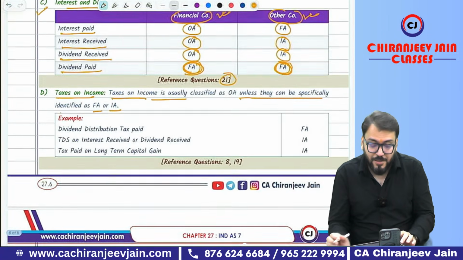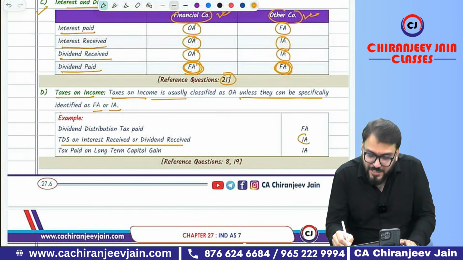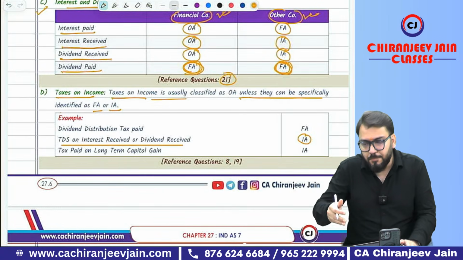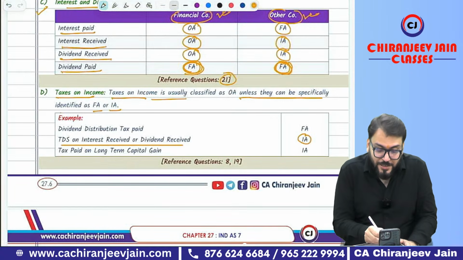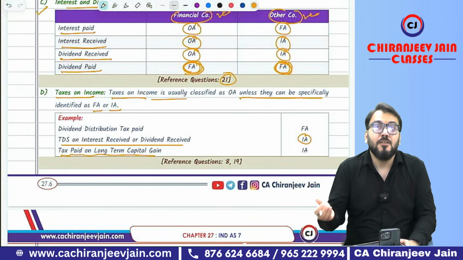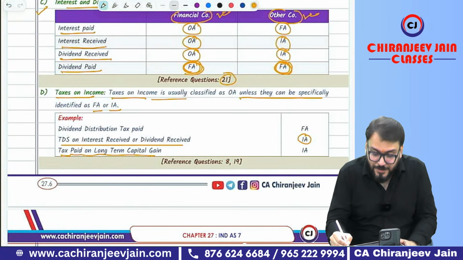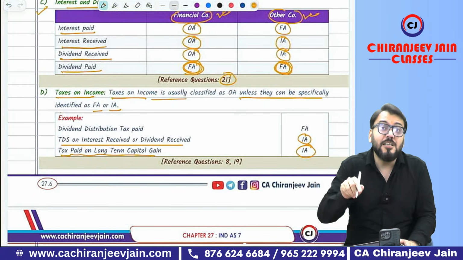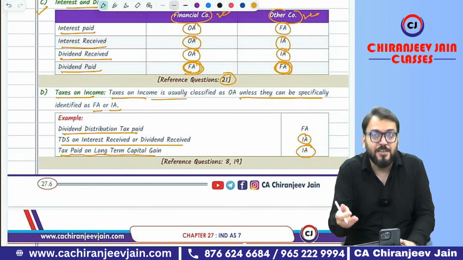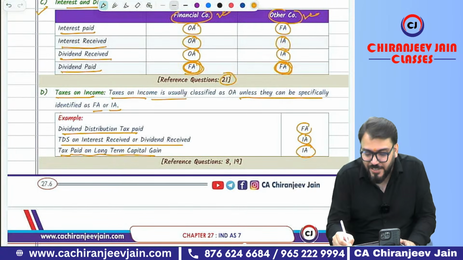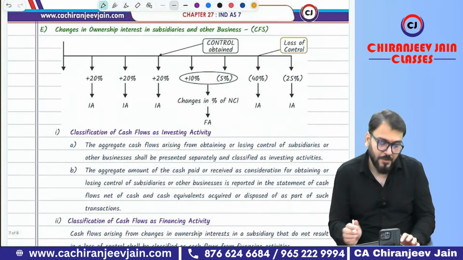The best example is what? Any TDS on interest received or dividend received will be investing activities. Any tax paid on income generated from investing activities will be investing activities. For example, tax paid on long-term capital gain, meaning the gain on sale of PPE or investment property, will be investing activities. Any dividend distribution tax paid would be financing activity, but it has now been withdrawn from the Income Tax Act. Okay, next point.